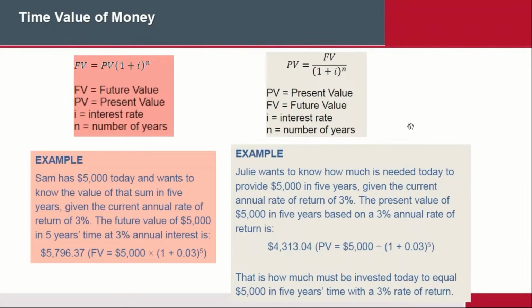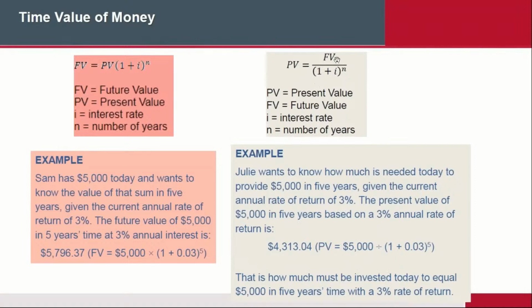Sometimes, however, the client says, I would like to have a certain amount of money in the future. In other words, I know what my future value is, but what I don't know is my present value. If I have a specific amount of money that I would like to have in the future, how much money do I have to give you today in order to have that specific money in the future? So this is the exact opposite of the future value, in that this formula is a present value.